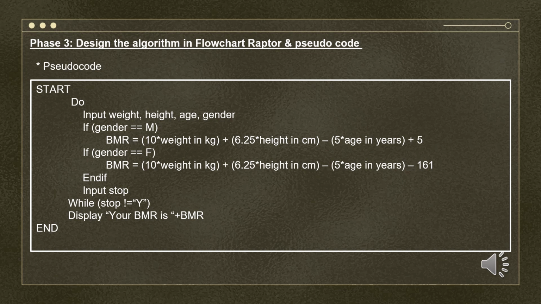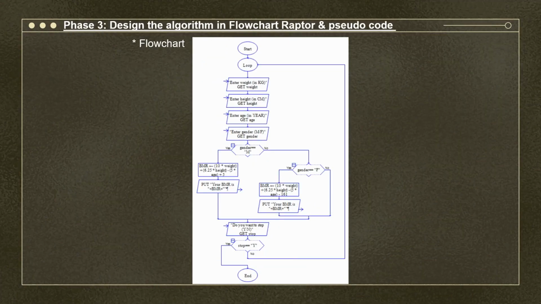Next, while, to stop this looping, equal to y, which is yes. And then display your BMR is plus BMR. And then end. So, this is our flowchart, and I will pass to Shame to run the flowchart in Raptor.